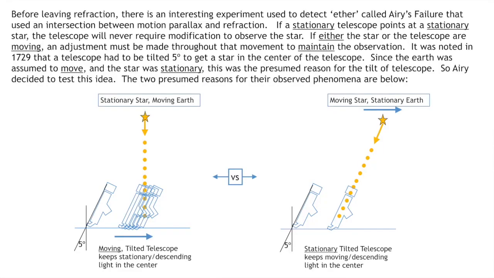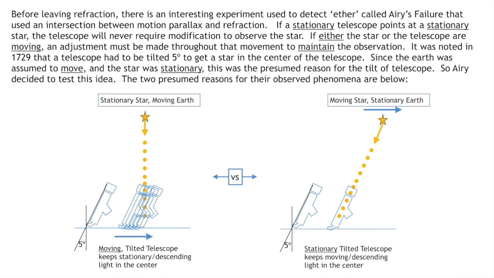So before leaving refraction, there is an interesting experiment used to detect ether called Airy's failure that used an intersection between motion parallax and refraction, so I wanted to mention it here. If a stationary telescope points at a stationary star, the telescope will never require modification to observe the star. If either the star or the telescope are moving, an adjustment must be made throughout that movement to maintain the observation. So it was noted in 1729 that a telescope had to be tilted 5 degrees to get a star in the center of the telescope.